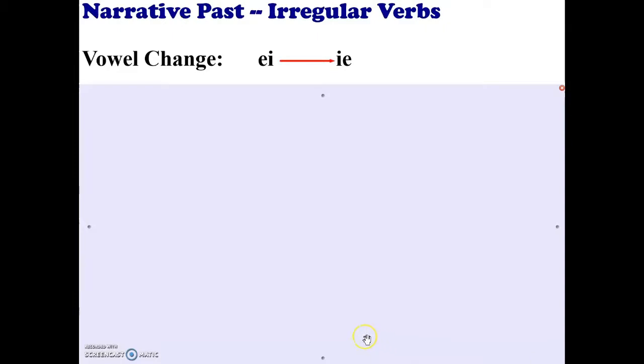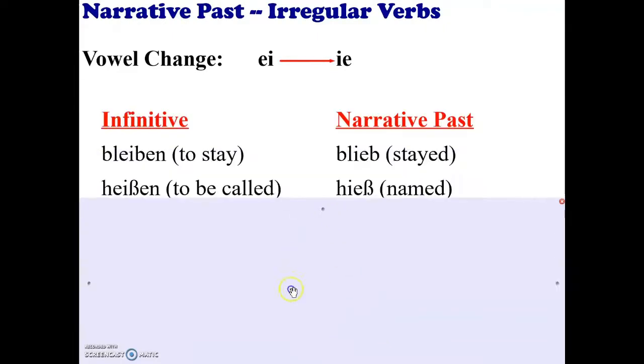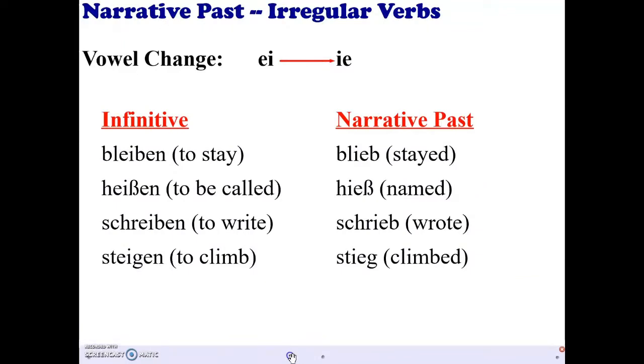The next vowel change is an EI changing and switching around to become an IE. Some of the common verbs that we've seen before. Bleiben becomes blieb, heißen, hieß, schreiben, schrieb, and steigen, stieg.